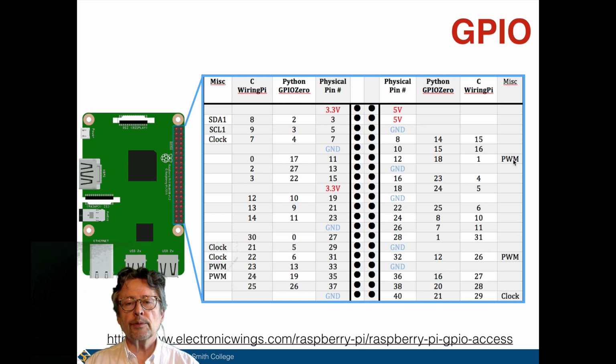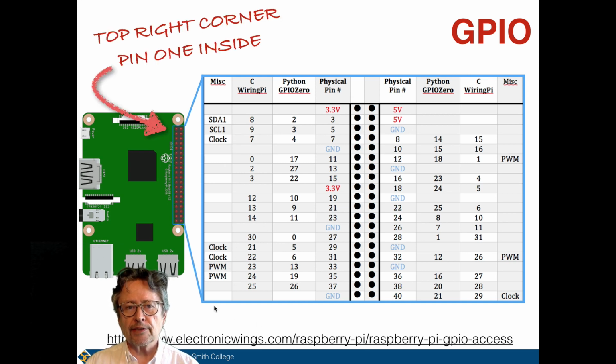And some of them can also be pulse width modulation. We've seen that with the Arduino. Some of them can be used as clock, and then serial, we're going to see there are serial pins for connecting to a serial port, I2C pins, and some others. So that's that. Try to remember that when you look at it, top right corner, pin 1 inside. So that's pin 1 when you look at that.